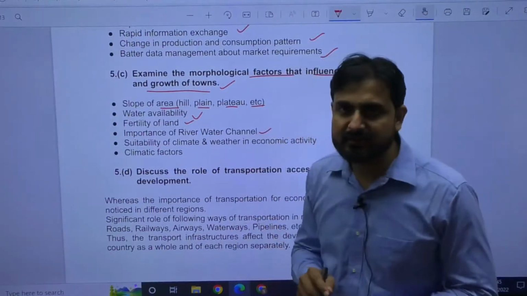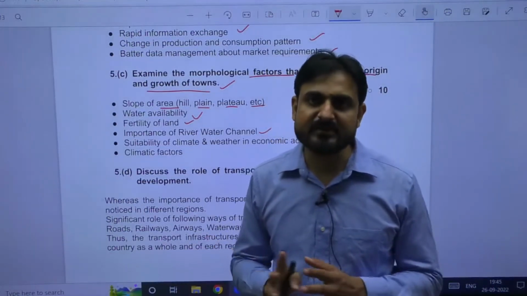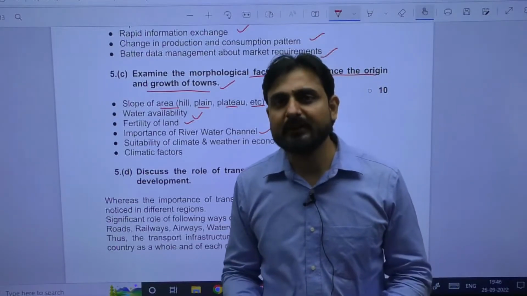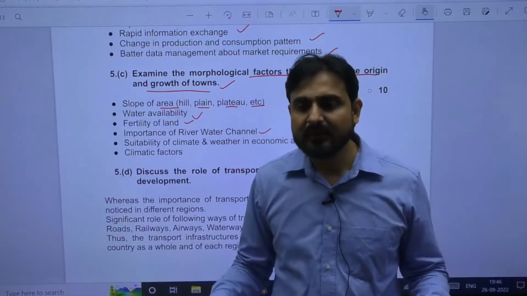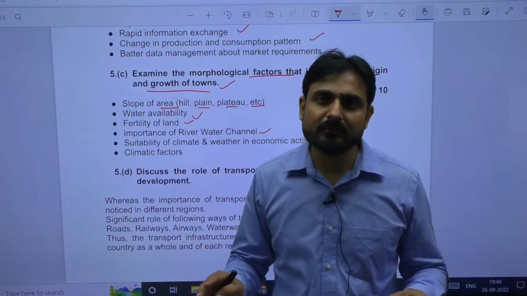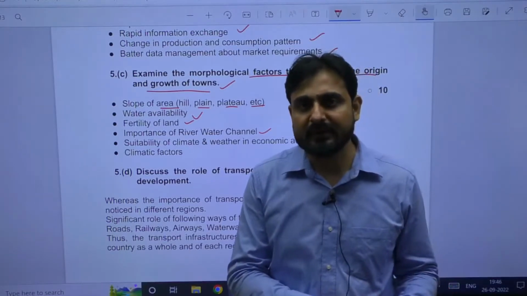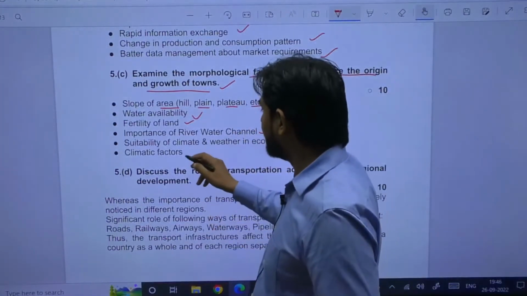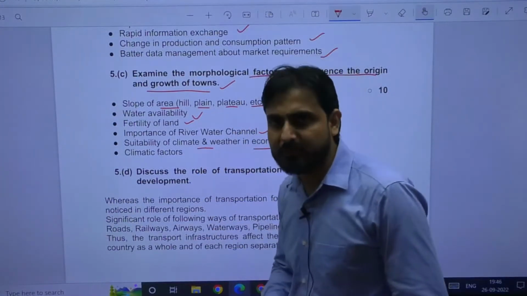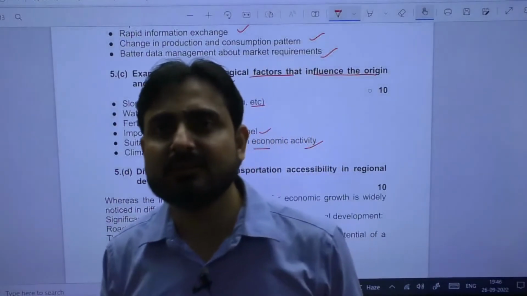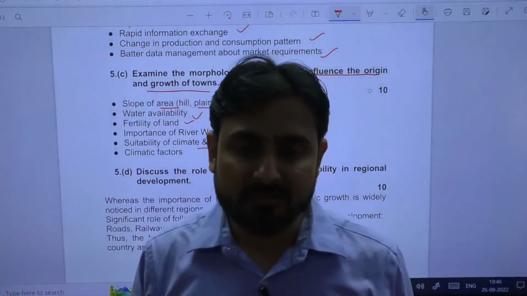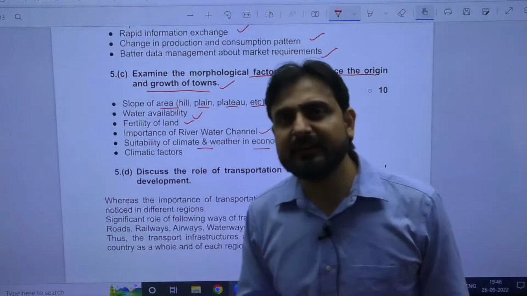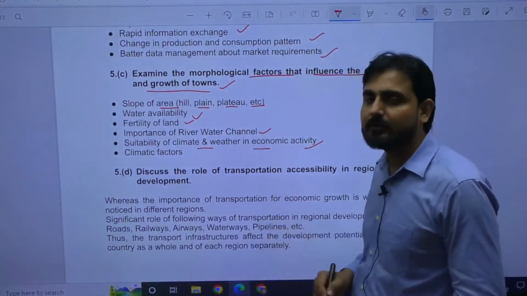Important river water channels are used for transportation. Generally in western countries, very good transportation services took place. So generally settlement is towards the embankment, towards the bank of rivers, in the periphery of rivers. Suitability of climate and weather matters for economic activities; extreme conditions in the climate may not suit more and more growth of the town. Moderate climate is very much suitable for growth of the town.